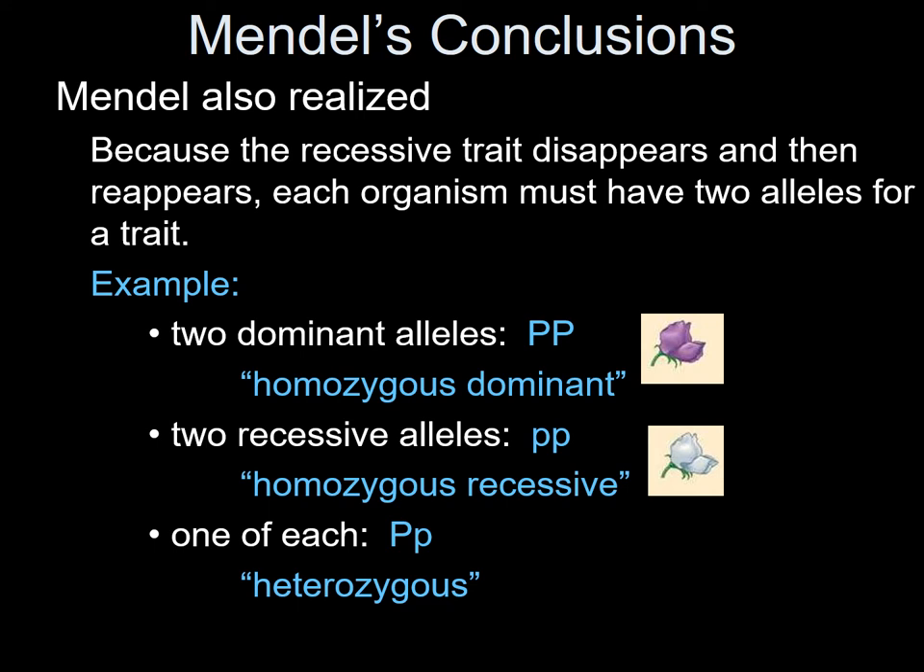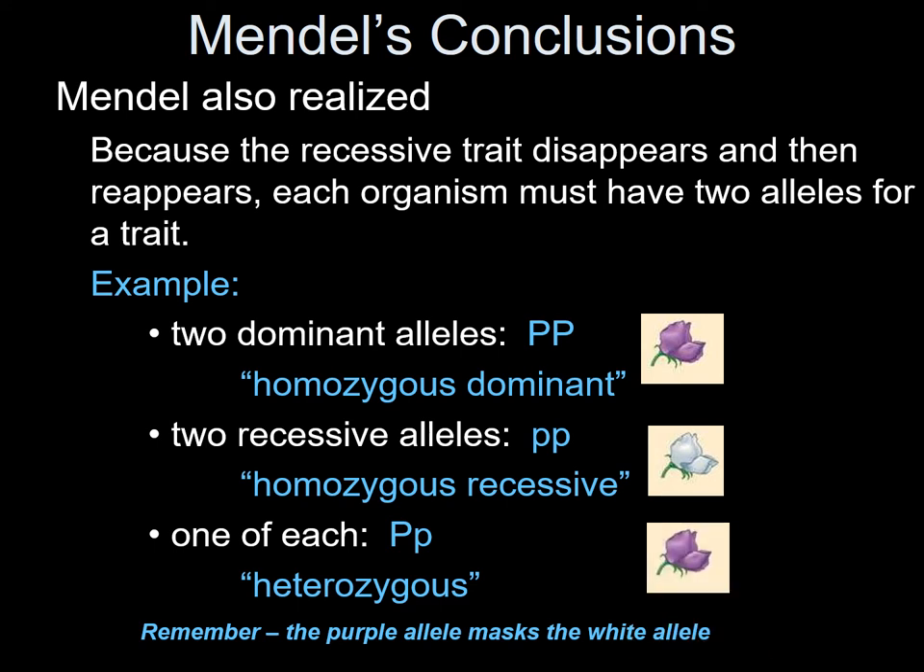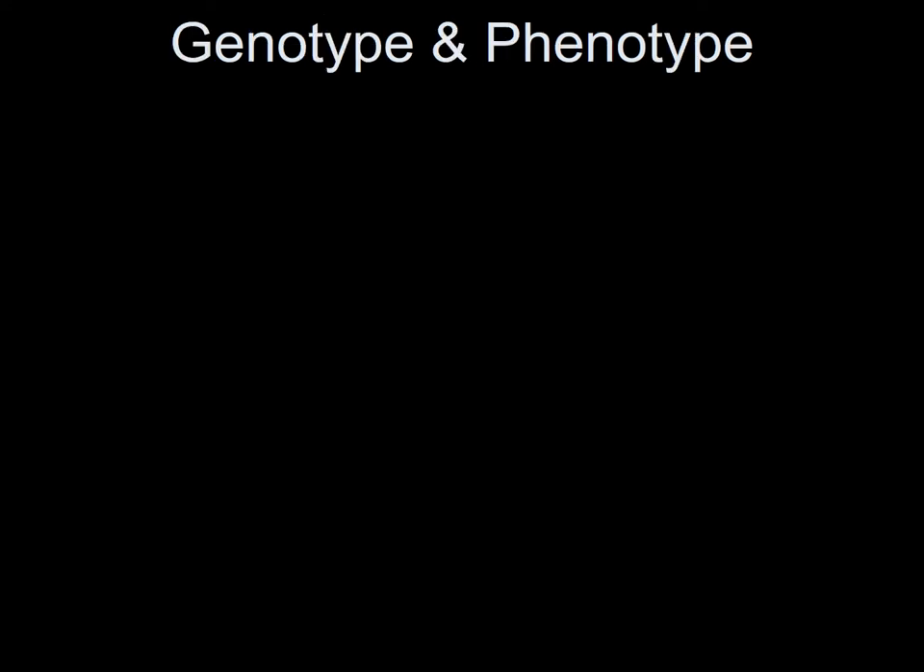Now, what flower color is this genotype going to give? Remember that the dominant masks the recessive. So you won't have white, you'll have purple, because the purple allele masks the white allele. So the flower would be purple. Whew. Makes sense?